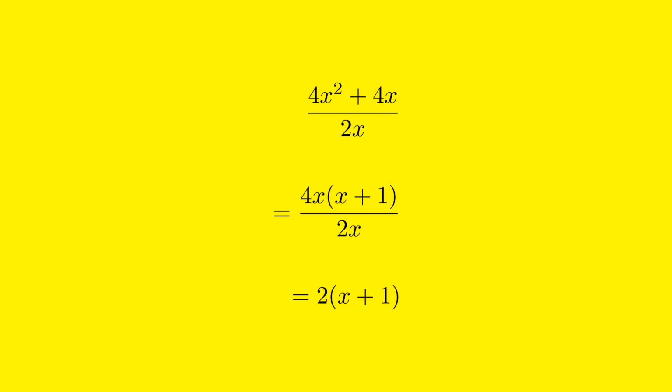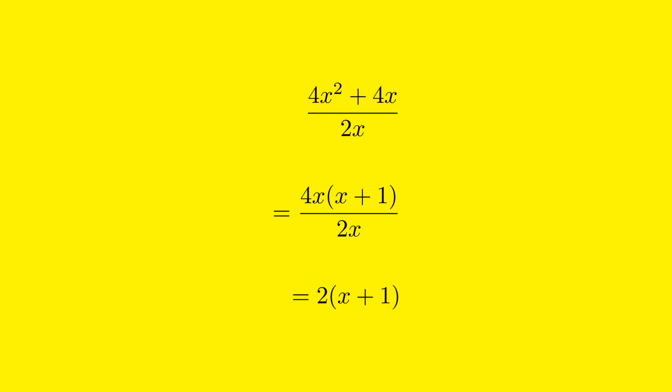Now, let's simplify by canceling common factors in both the numerator and the denominator. Observe that both the numerator 4x times the quantity x plus 1 and the denominator 2x have a factor of x. First, divide 4x by 2x. 4 divided by 2 is 2, and x divided by x is 1. Since dividing any number by itself results in 1, x divided by x equals 1. Thus, the simplified form is now 2 times the quantity x plus 1.